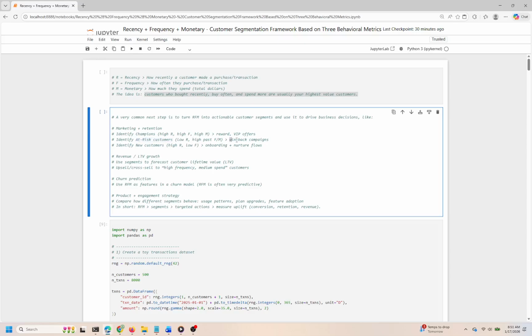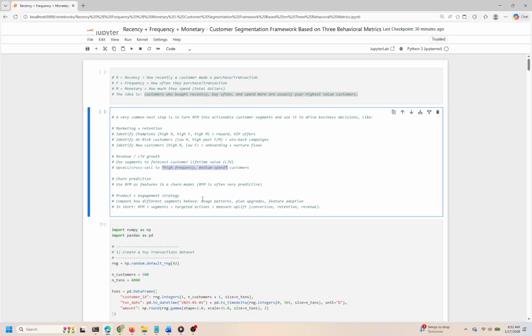Additionally, we'll find new customers who show promise with high recency but low frequency. This indicates that they have recently made a purchase but haven't yet established a strong buying habit. Tailoring onboarding and nurturing strategies for these individuals will be essential for fostering long-term relationships. Beyond just marketing, these segments provide valuable insight for forecasting customer lifetime value, or LTV, particularly for those who may exhibit high frequency with moderate spending. This insight allows businesses to strategize upsell or cross-sell opportunities effectively.